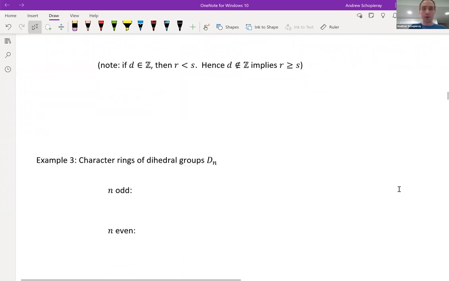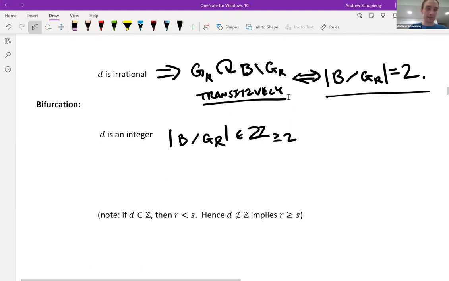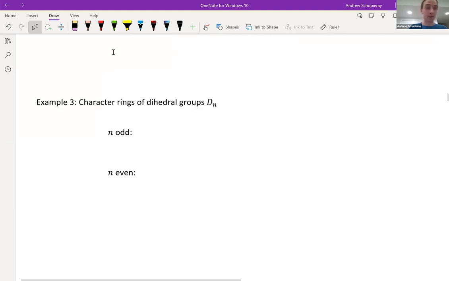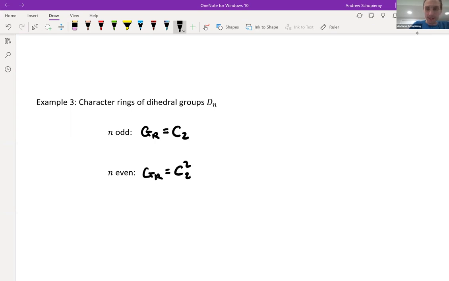So to give you an example, just to show that this truly is a very different set of cases, we'll look at some integral ones. Because for the irrational, non-integral ones, there are just 2 orbits under the action on the basis by the invertible elements. But if we're integral, let's see what happens. So let's look at the character rings for the dihedral groups, Dn. When n is odd, my set of invertibles, I think there's just 2 of them, so I get a cyclic group of order 2. And when n is even, I get 4 of them.